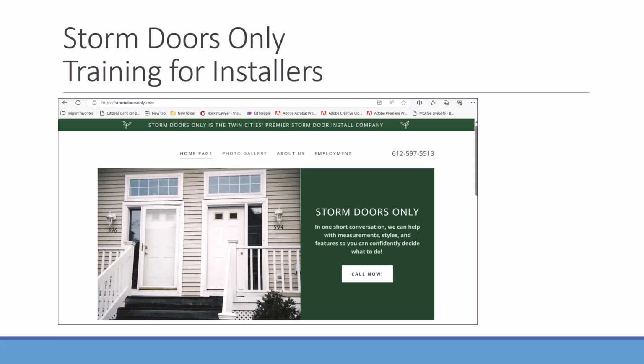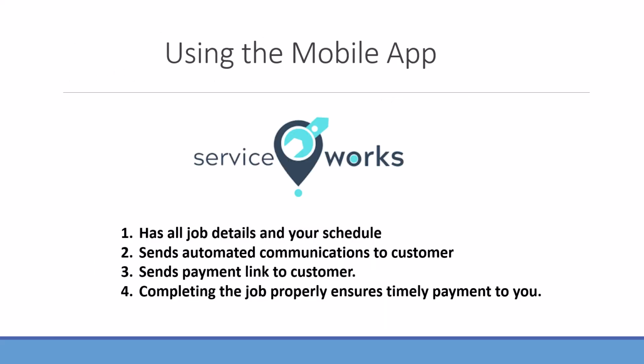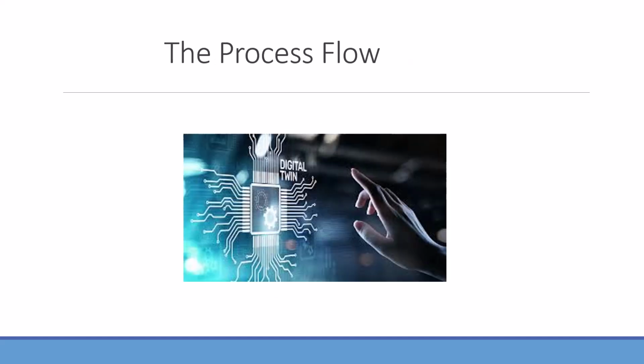This will get you up and running and have you understand how to use the ServiceWorks mobile app. A couple things to note: the ServiceWorks mobile app will have all your job details, your schedule, everything is accessible through there, everything you need is in there. It'll also be sending automated communications to the customer, and then at the end of the job it will send a payment link to the customer as long as you're completing the job properly on the app. So also making sure that you do it correctly on the app will make sure you get paid on time every time. So let's just jump into what it looks like in process flow.